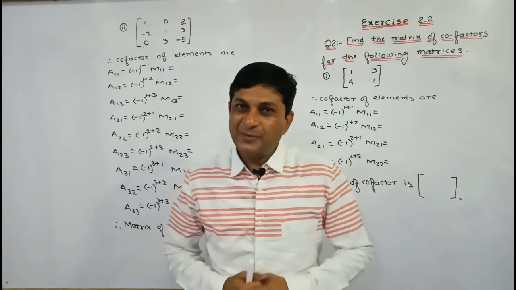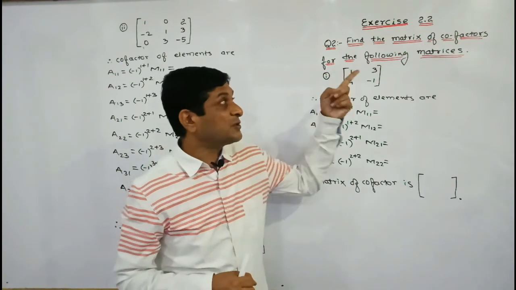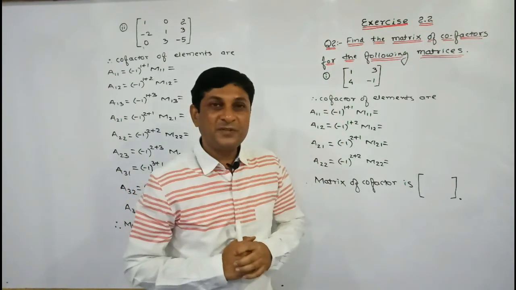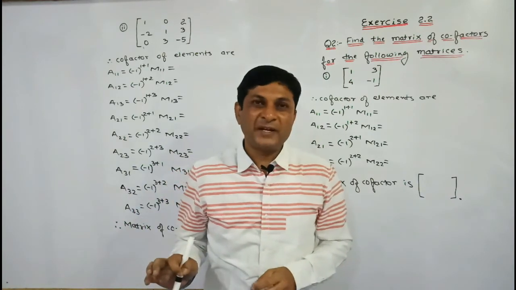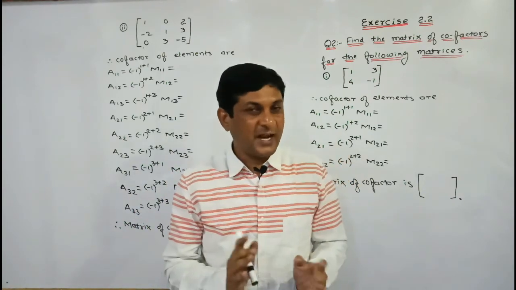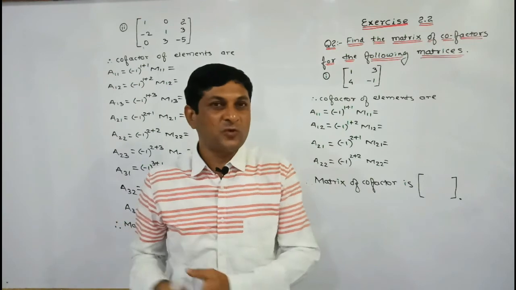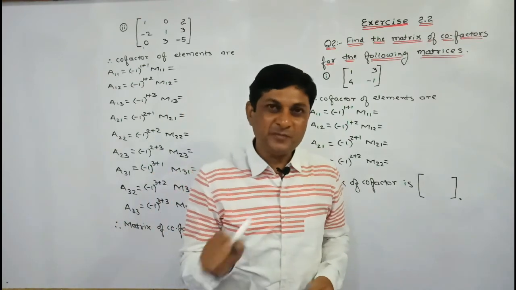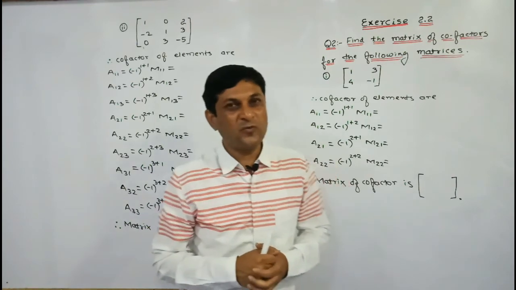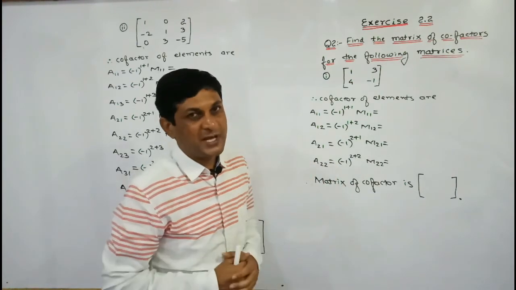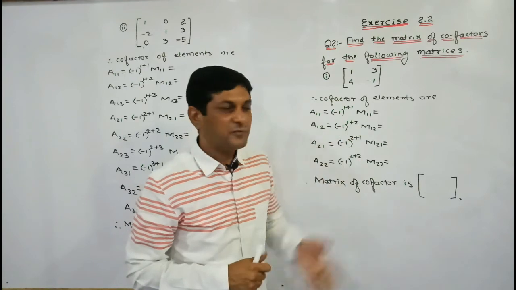Now see, in question number 2 we have to find the matrix of cofactors of the following given matrices. To find the matrix of cofactors, first we have to find the cofactors, and later on we have to collect all these cofactors in a matrix, which is called the matrix of cofactors. In the last example we have seen how to find a cofactor. So using the same method we are finding the cofactors of the elements of the given matrix.